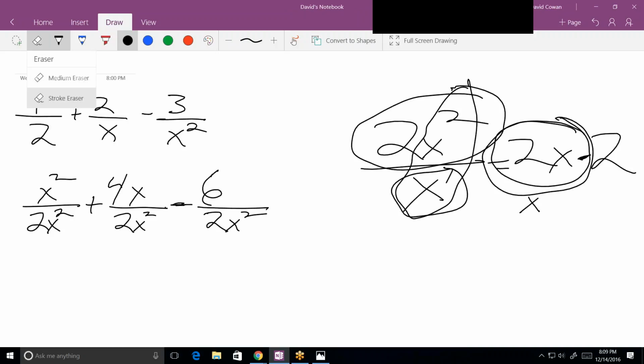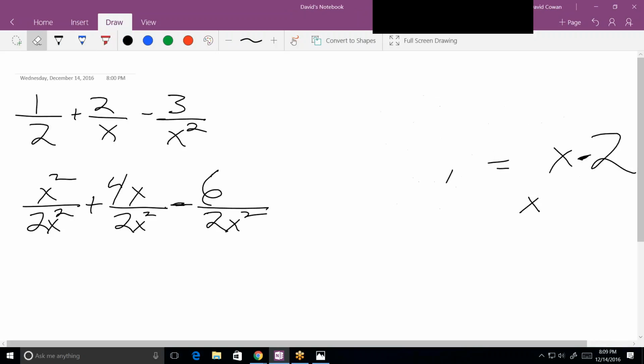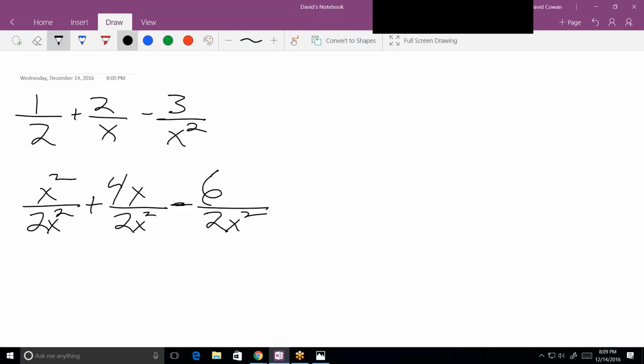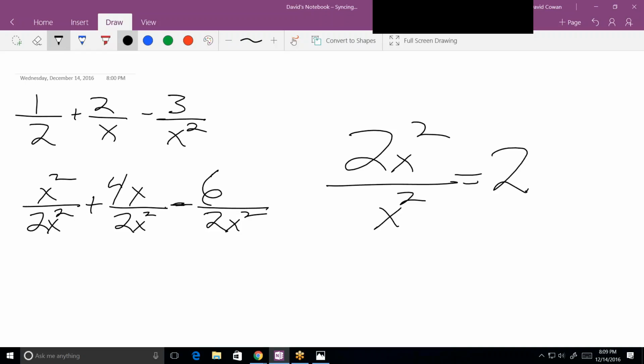And let's do it by our methodology that I showed you, because you should always use this method. Take our common denominator, divide it by this denominator, x squared. What do you get? 2. And then multiply it by this numerator, which is 6. That's what goes in the numerator. It'd be minus 6.